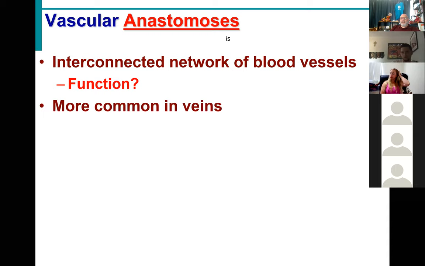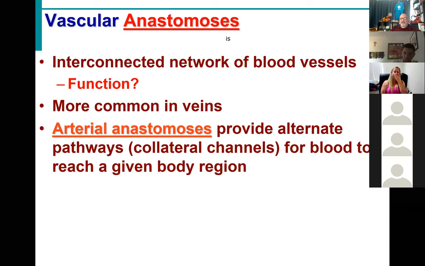Now, as I mentioned, these are much more common in veins because they're typically more elaborate processes in veins because they're dealing with lower pressure, so we want more routes to get there. But there can be arterial anastomoses. These provide alternate routes or collateral pathways for blood to get to any particular region. And what were the two areas that we said had a lot of arterial anastomoses? The brain and heart. And the heart, absolutely. And in fact, what did we call that fancy anastomosis in the brain? Circle of Willis.